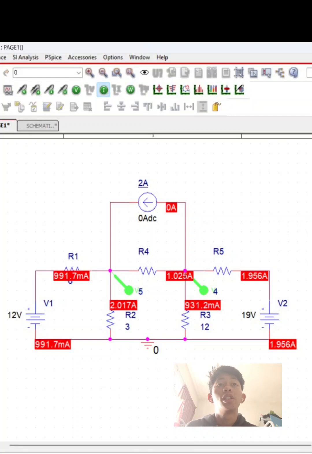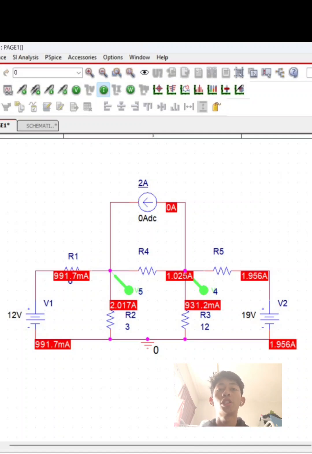Okay, moving on to the simulation phase, I have reconstructed the exact circuit diagram in OrCAD Capture to validate our theoretical calculation. We include the 12 volt source, the V1, the 19 volt source, the V2, the 2 ampere DC current source, and all 5 resistors arranged in their respective nodes with a proper ground reference at the center. After running a DC bias point analysis, we can directly observe the simulated current and voltage level across the circuit.